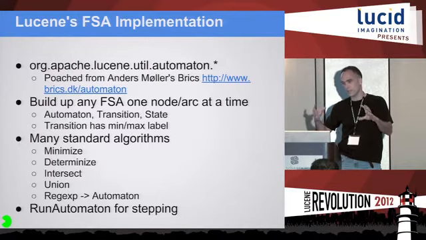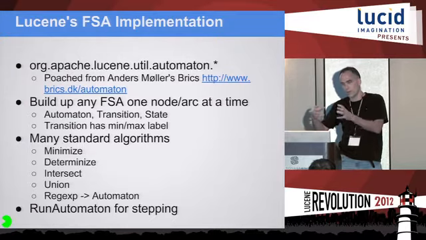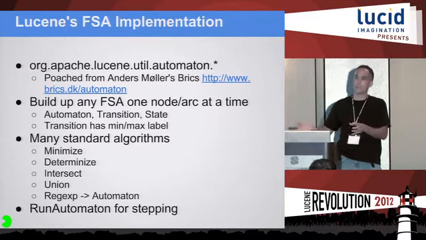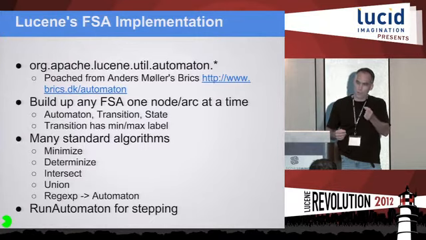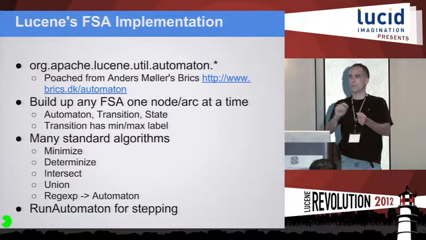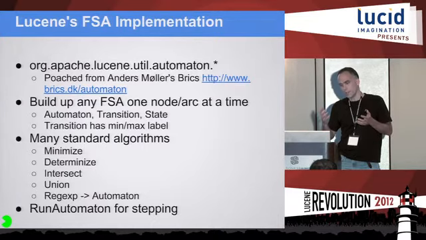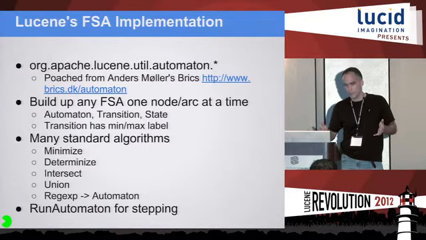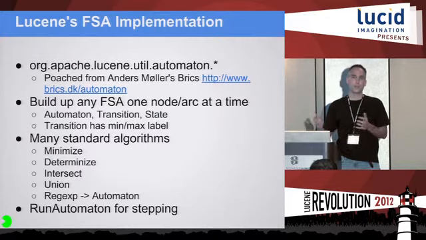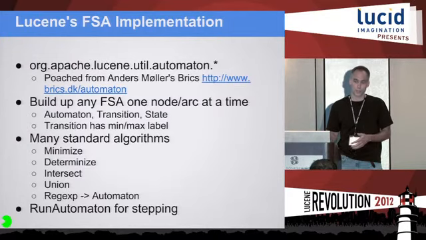The package comes with a bunch of standard operations. Minimize will take an FSA and produce another FSA that's the smallest FSA that will also accept the same set of strings as your original one. Determinize ensures that every node has only one arc for a given label, so that if you want to walk through the FSA, there's only one path to do so. Intersect and union, those are straightforward operations. You can take a regular expression string, parse it, and produce the corresponding automaton that will accept that regular expression. So it's a very useful API.